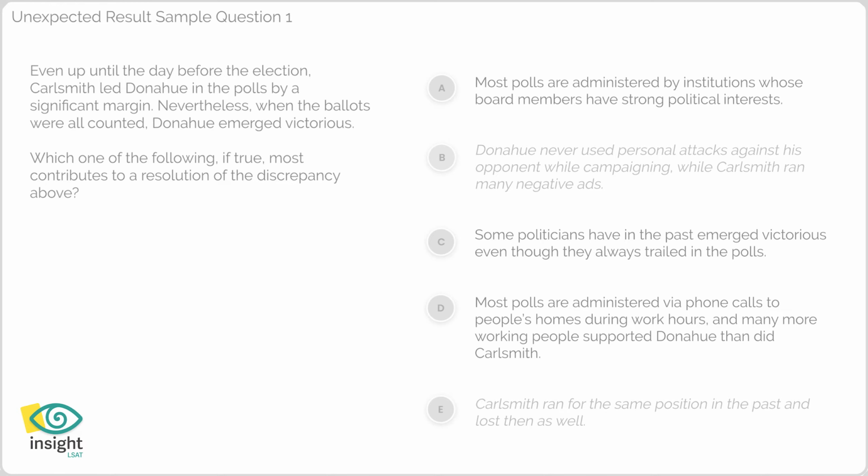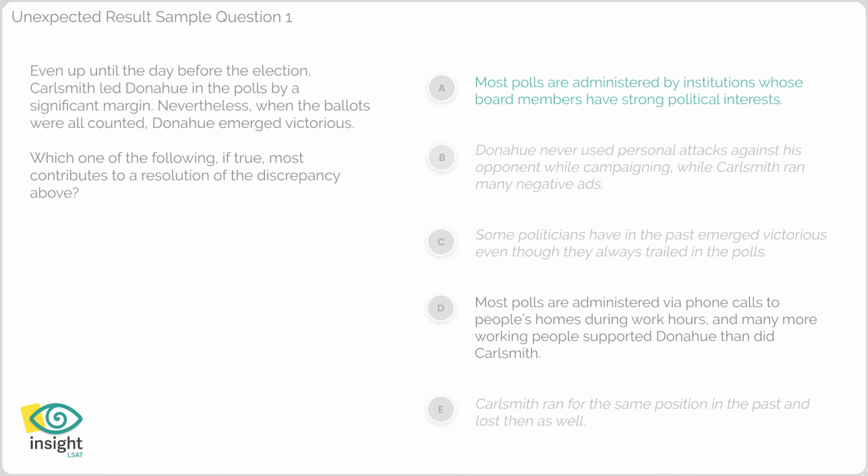C wasn't good, and now that I have one that I like a lot, I'm just going to knock it out. But then A, that had something going for it. Let's take a closer look. Most polls are administered by institutions whose board members have strong political interests. All right, so does this explain what's going on? It just says that the board members have strong political interests. So I guess the suggestion is that the polls are biased. I mean, I'm adding that, but it's not crazy.